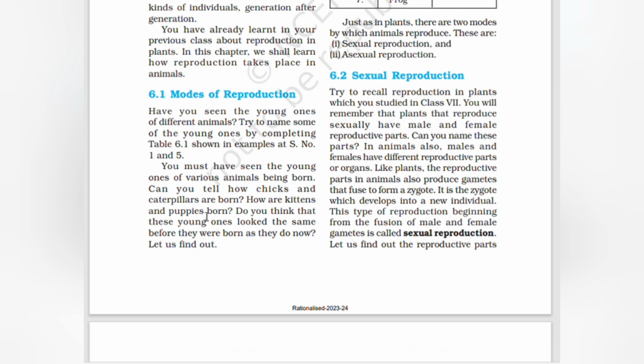Can you tell how chicks and caterpillars are born? How are kittens and puppies born? Do you think that these young ones look the same before they are born as they do now?